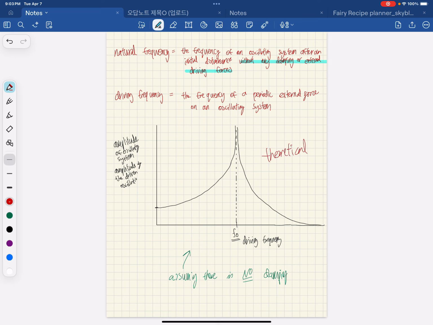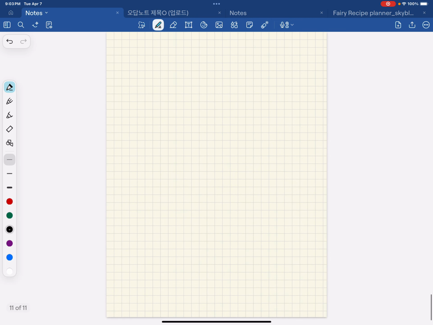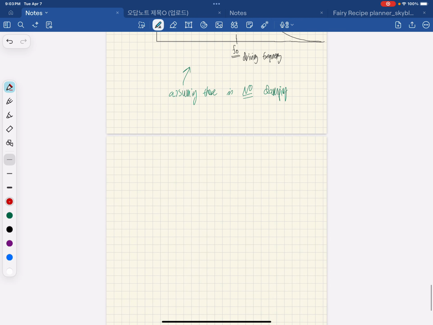In order to draw a realistic amplitude and driving frequency graph that is accurate to reality where damping exists, we have to draw a different graph. But first, before we draw another graph that takes damping into account, let's first define damping and all the different types of damping. So damping is just the loss of energy in an oscillating system.